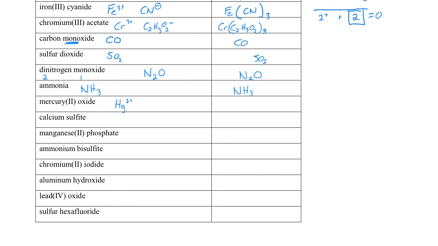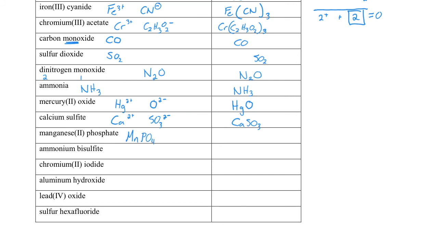Then we have mercury 2 oxide. This is an ionic compound with a variably charged metal, mercury. It tells us we have a +2 charge on mercury, and because oxide is a 2 negative, we need to have one oxide and one of the mercury atoms, so HgO. Now we have calcium sulfite. Calcium is a group 2 metal with a +2 charge, and sulfite is a 2 negative polyatomic ion, so we need one of each.